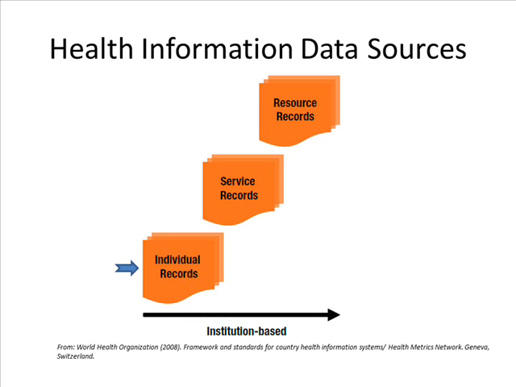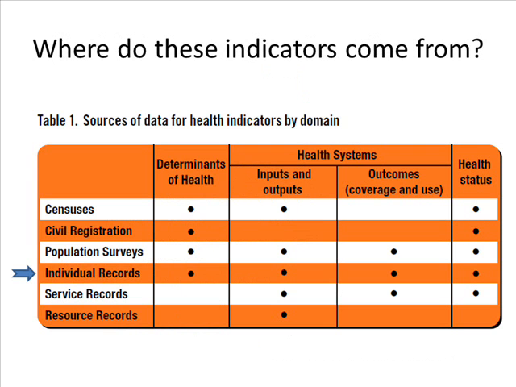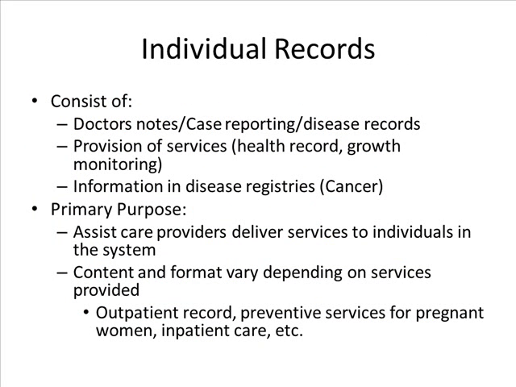Slide 7. Do you remember institution-based health information data sources? Individual, service, resource. Slide 8. We reviewed this table last module. Individual records are useful for every health indicator by domain. Slide 9. Individual records consist of doctor's notes, case reporting and disease records. They also include provision of services such as health records and growth monitoring.